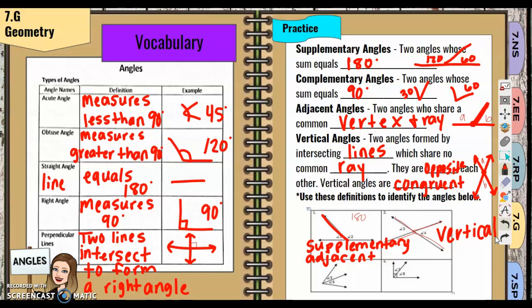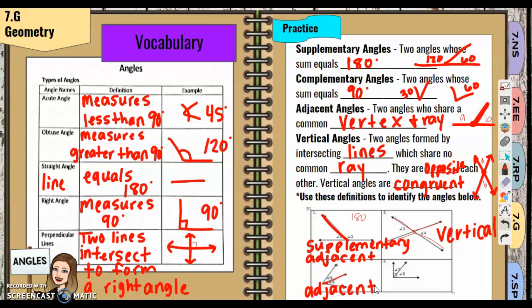All right, and number 3, these angles are less than 90 degrees, so that means that they are acute, but they share this vertex and this ray, which means that they are adjacent. When we talk about angle relationships, we're talking about these 4 words: supplementary, complementary, adjacent, and vertical. I can identify what kind of angle it is based on the degree, but that's not the name of the relationship. We're just looking at these 4 words.